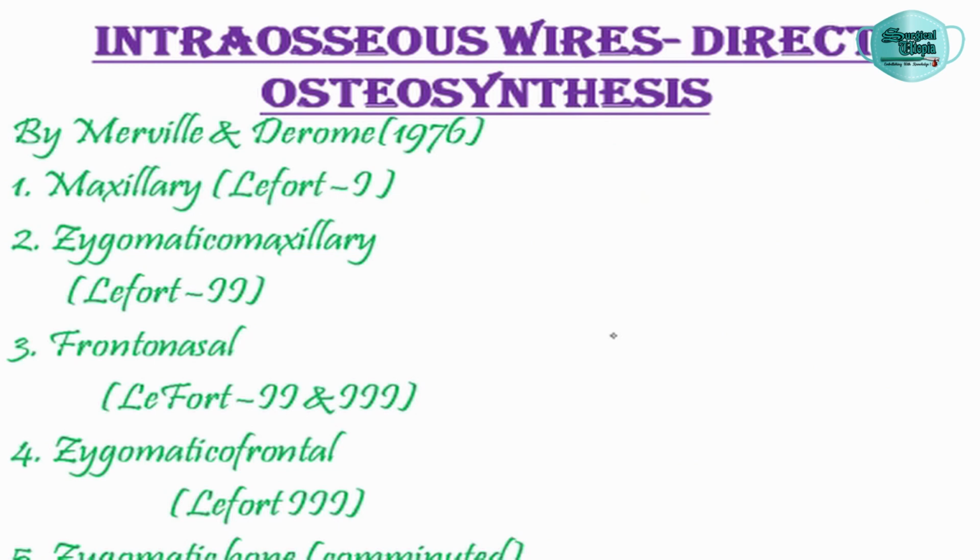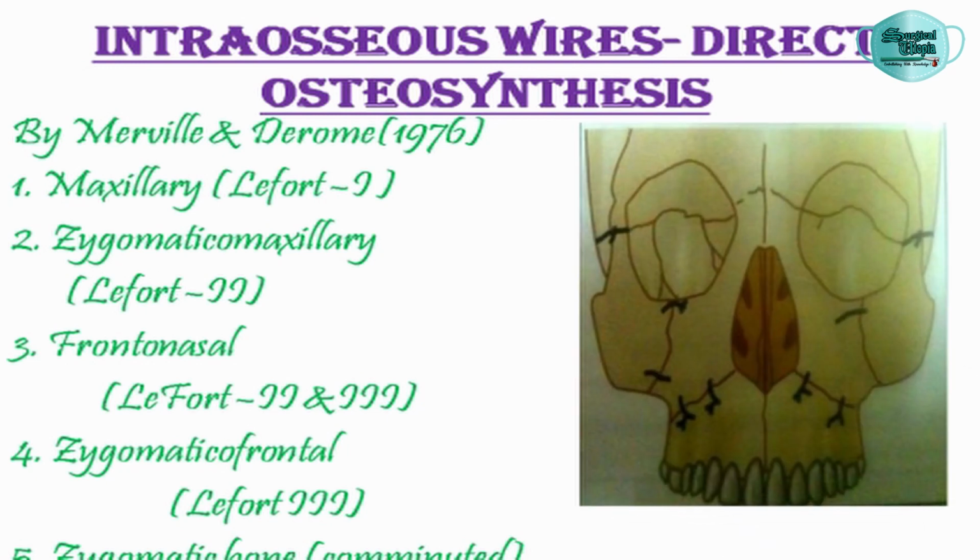Intraosseous wires or the direct osteosynthesis was given by Merville and Derome in 1976. First, we have the maxillary wiring for the LeFort-1 over here. You can see the pointer. Then zygomatico-maxillary wiring over here for the LeFort-2 fracture. And frontonasal wiring, which will be done somewhere over here. Zygomatico-frontal wiring over here.